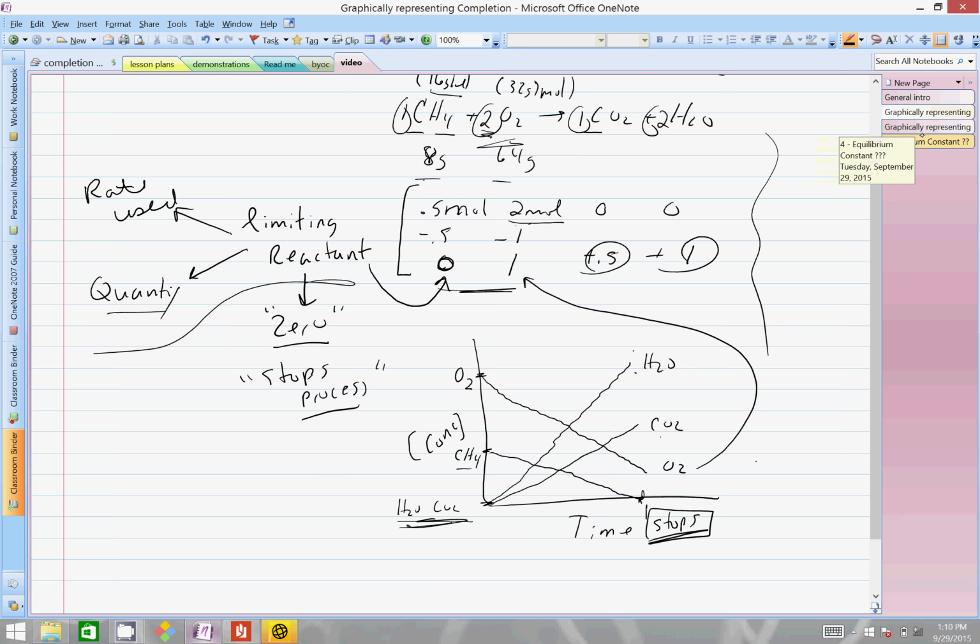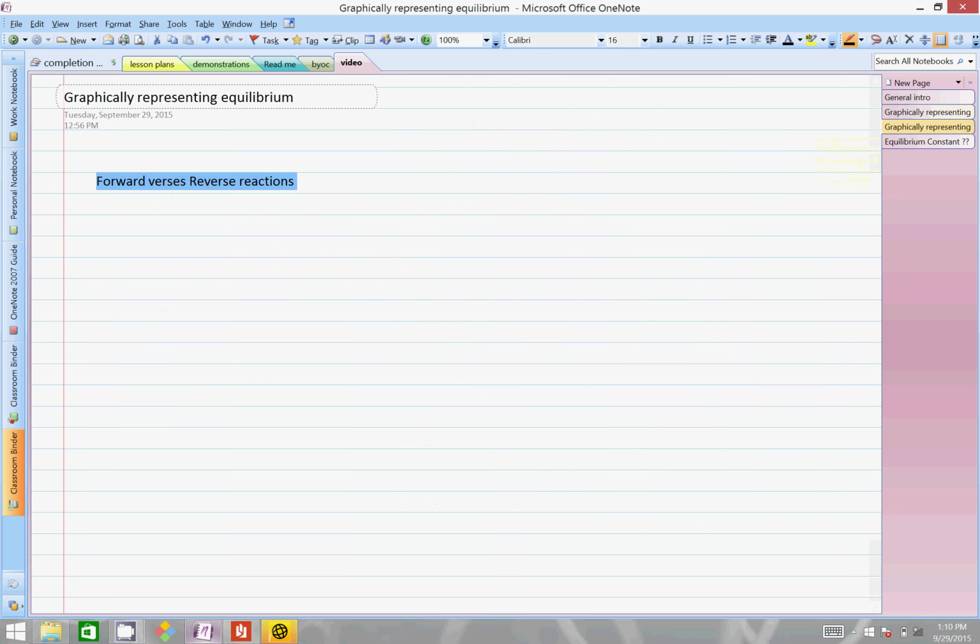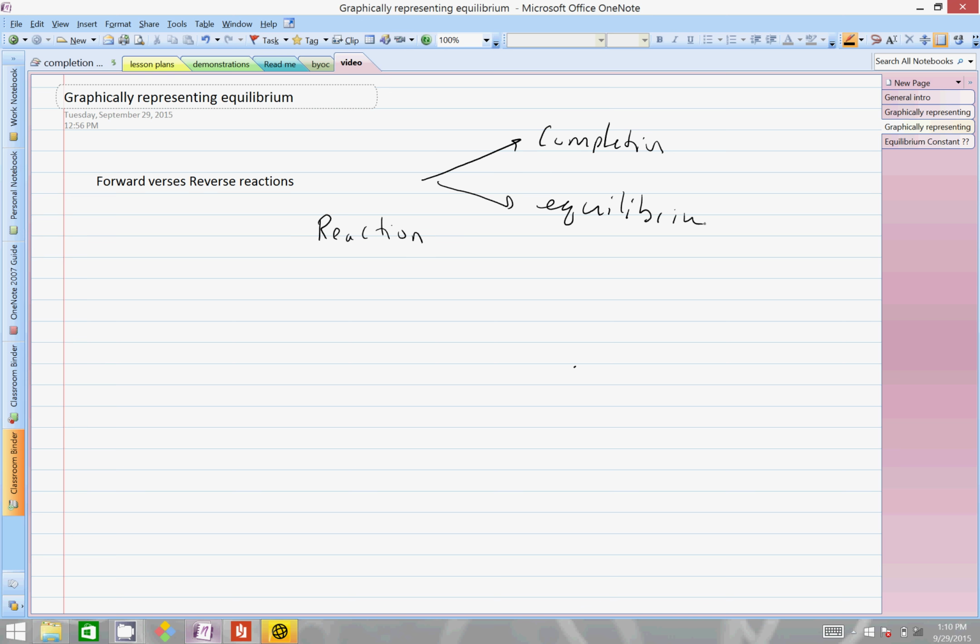So what about equilibrium? What does this mean? Whenever you have a reaction, we often think of it either going to completion or going to equilibrium. A reaction has what we call the reactants and the products. A reaction can move from reactants to products. That's what we just did. We call this the forward reaction.